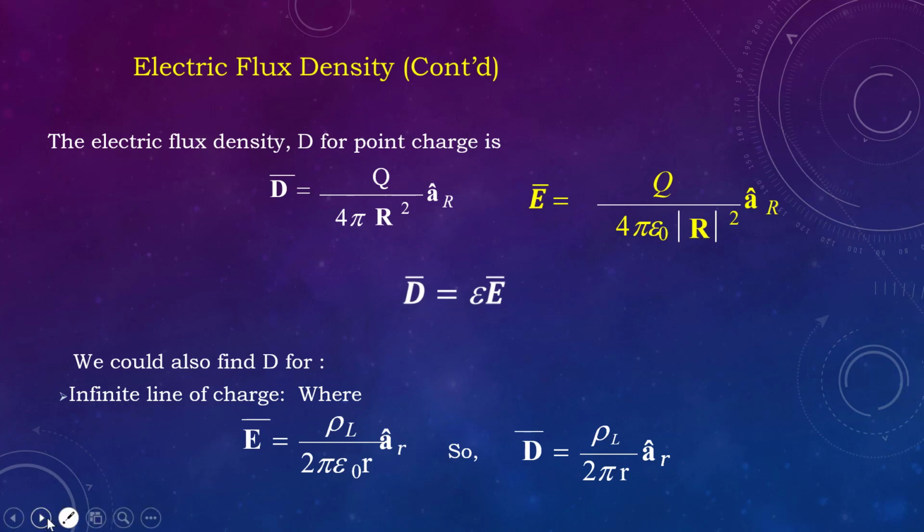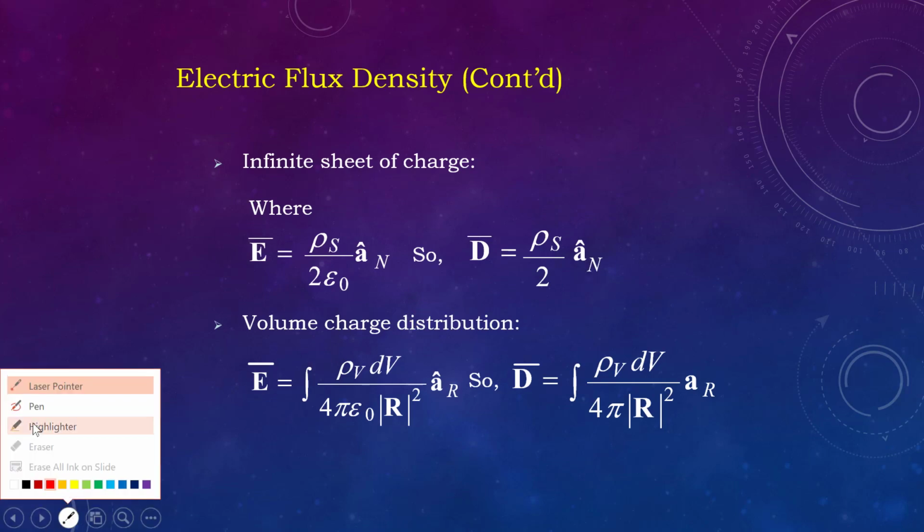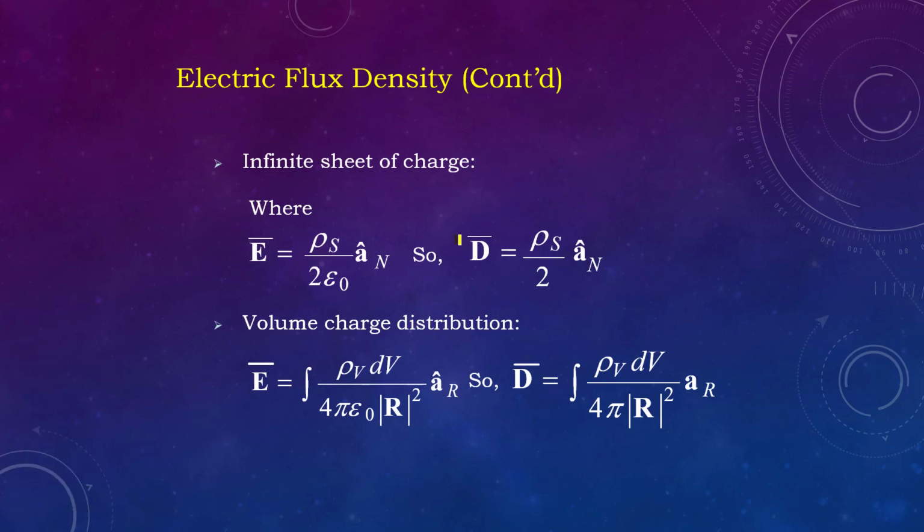Similar to this, we can write the equation for surface charge also. So we know for surface charge, the equation of E bar is rho S upon 2 epsilon naught into AN cap. So what is D bar? D bar is equal to rho S, remove this epsilon naught and just write 2. So it's rho S divided by 2 into AN cap. This is the equation for D bar.